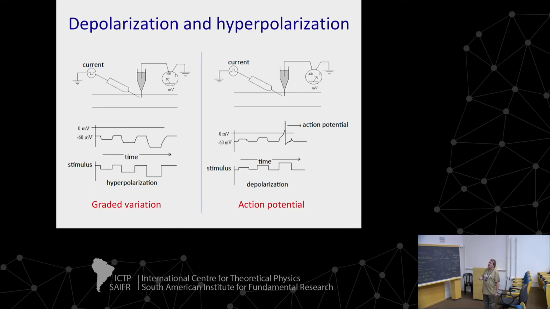So you can inject a current that takes the voltage, so yeah, this is the current I'm representing here as negative, with different step sizes of current. And all of them, in this case, take the voltage to more negative values with respect to the zero there. We call this hyperpolarization because it increases the polarization of the membrane. And as you increase the amplitude of the hyperpolarizing current, you increase the amplitude of the response in a graded way.